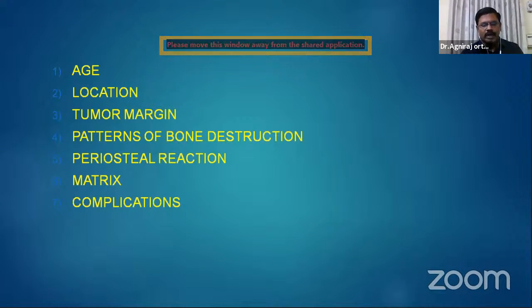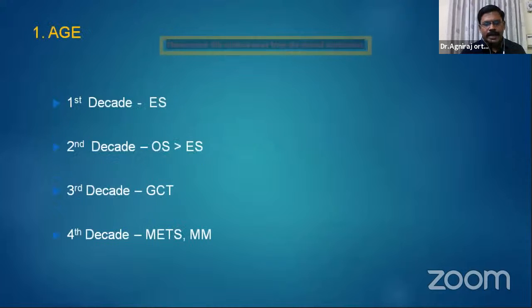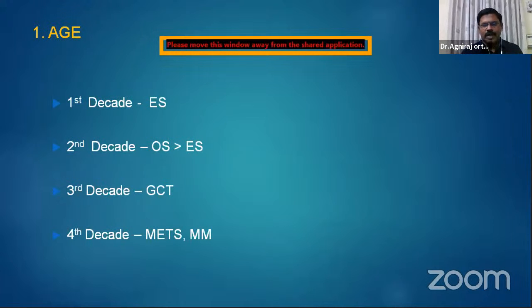If anything is present, you will read the X-ray in this order. We will go one by one. Okay. So age, why is it so important? The most common primary malignant bone tumor of the first decade is Ewing sarcoma.